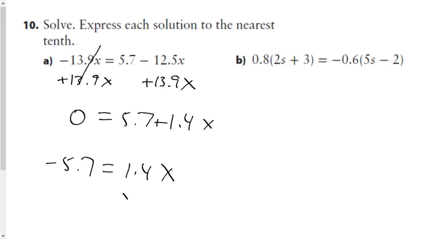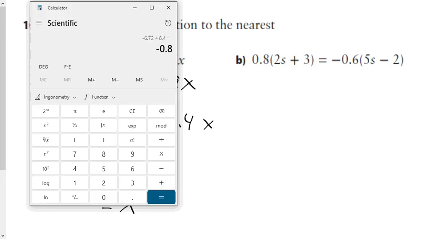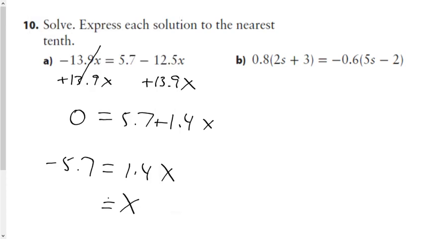When you divide both sides by 1.4, 5.7 divided by 1.4 should be a long decimal, and it is. The question says round it to the nearest tenth. So what's our answer going to be? Approximately 4.1, correct? So we say x is approximately equal to 4.1 because we rounded it.